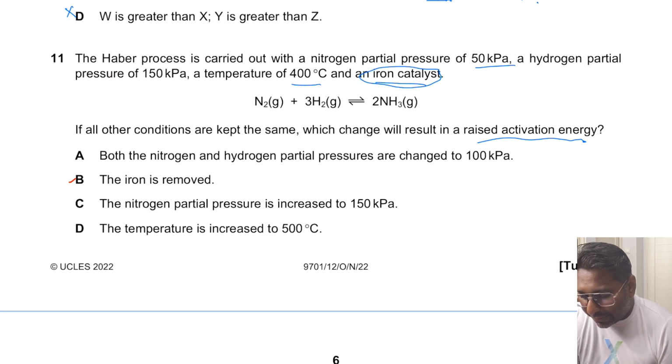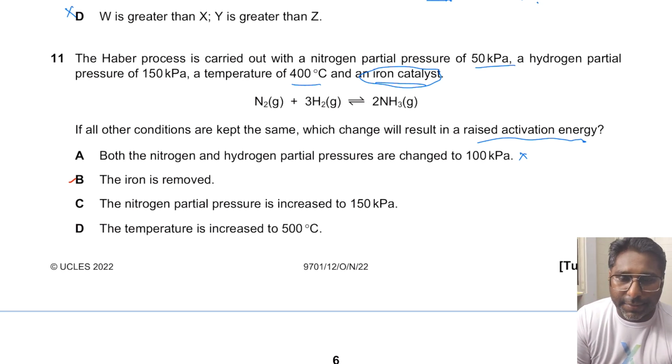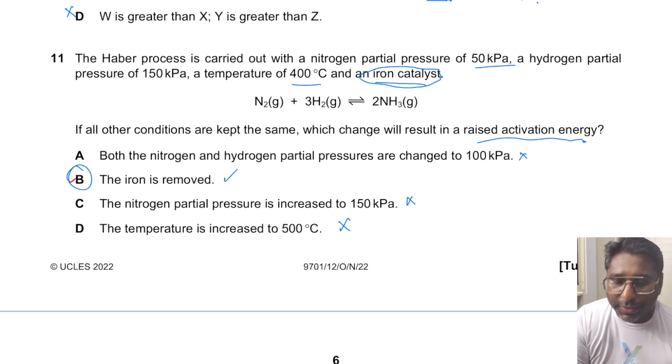So they want raised activation energy, nothing to do with this. If you remove the catalyst, of course, the catalyst provides an alternative pathway which has a lower activation energy. But if you remove the catalyst, the activation energy will be higher. So this will be the answer. The others will not be the answer. So the answer is going to be B.